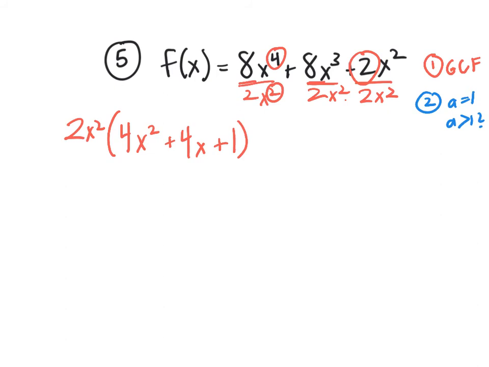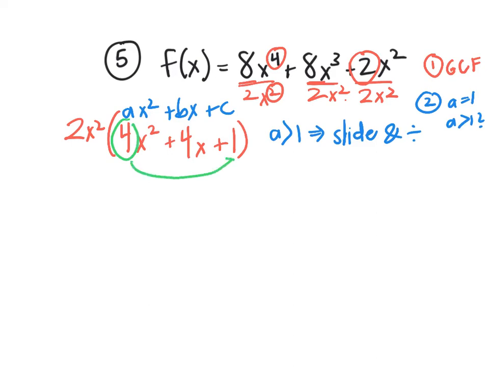Now, I need to check and make sure that I can't still factor that. So I noticed for that one, we have an a value, ax squared plus bx plus c, and my a is greater than 1. So remember, if a is greater than 1, you're going to slide and divide. So for this one, I want to take the 4, and I'm going to slide it all the way to the 1. Before I go anywhere, I'm going to underline my GCF because I need to remember that at the very end. So when I slide my 4, we're going to get x squared plus 4x plus 4, because remember, I'm doing 1 times 4.